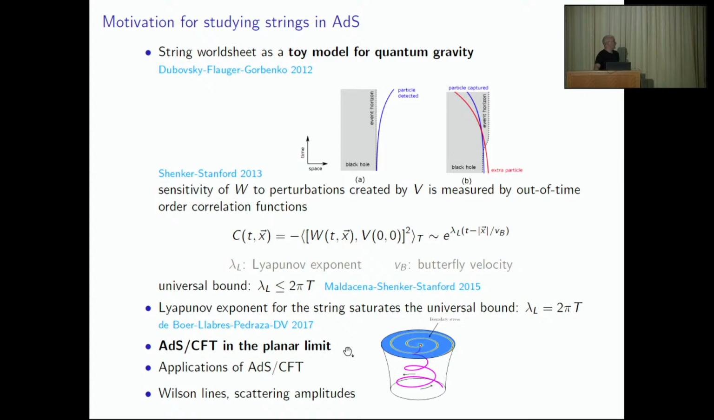AdS/CFT in the planar limit, you naturally end up with strings in a fixed AdS background. You can also think about applications of AdS/CFT if you're more condensed matter oriented, or if you want to compute Wilson line scattering amplitudes, studying surfaces in AdS also appears. My personal motivation comes from this sentence here. I'm interested in quantum gravity, and I like to understand it. For that, I first want to study toy models for quantum gravity.